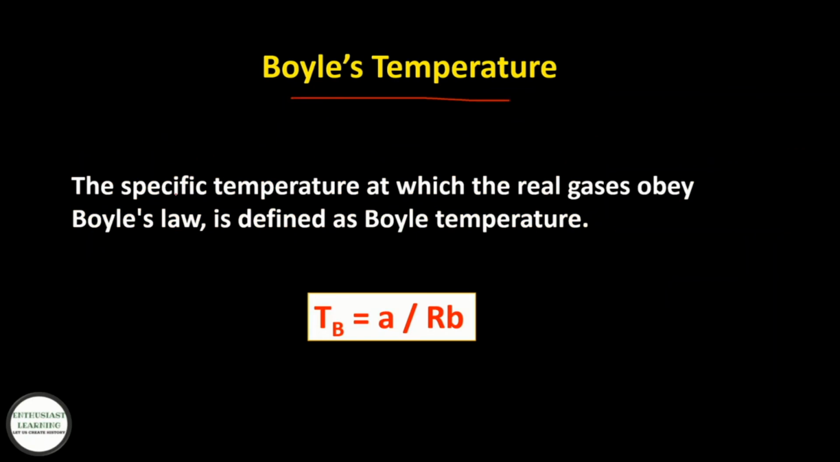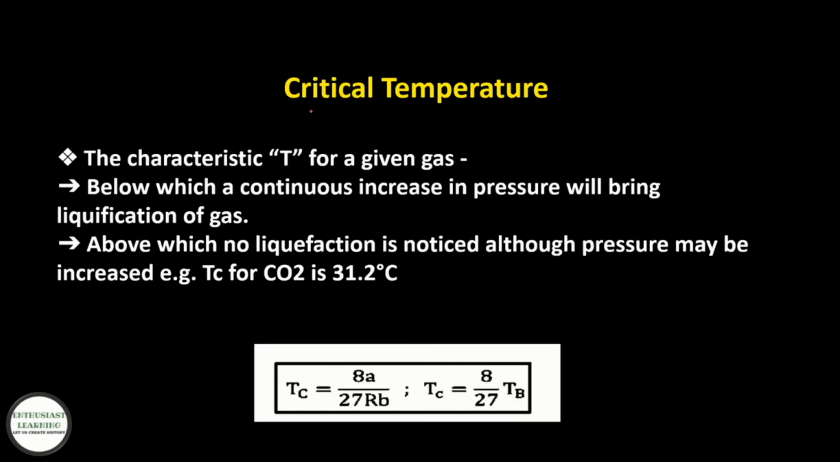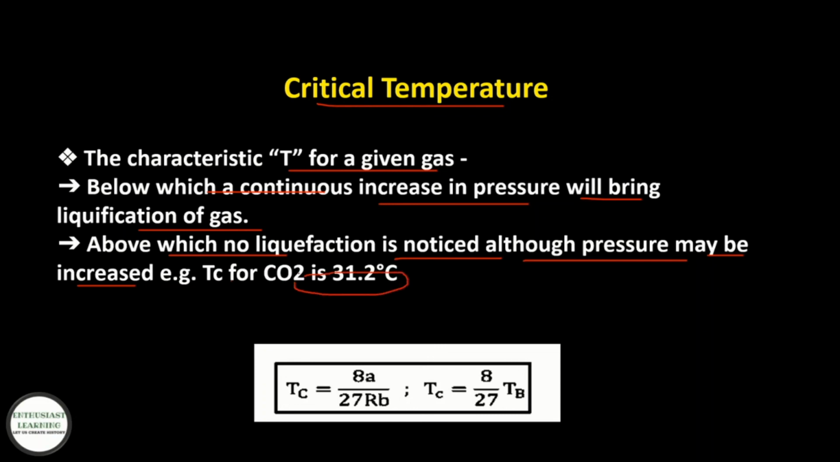Now Boyle's temperature. The specific temperature at which the real gases obey Boyle's law is defined as Boyle's temperature, which is equal to A by Rb. Now the critical temperature. It is the characteristic temperature for a given gas below which a continuous increase in pressure will bring liquefaction of gas, above which no liquefaction is noticed, although pressure may be increased. Example: critical temperature for CO2 is 31.2 degrees Celsius.